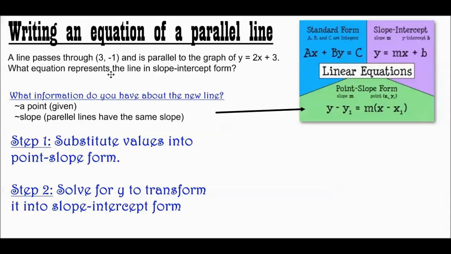We have a point that's been given right here, (3, -1), and we have the slope because we know it's 2. We've been told that it's parallel. Parallel lines have the same slope. So if we have a point and we have a slope, that guides us toward point-slope form. So our first step is going to be to substitute the values into point-slope form.